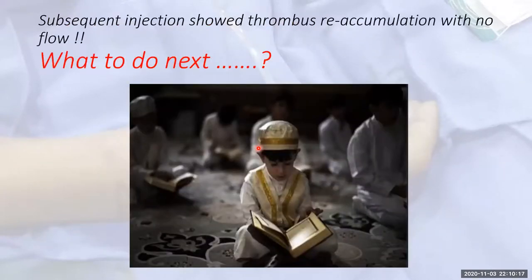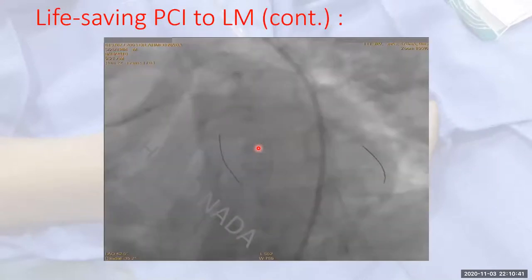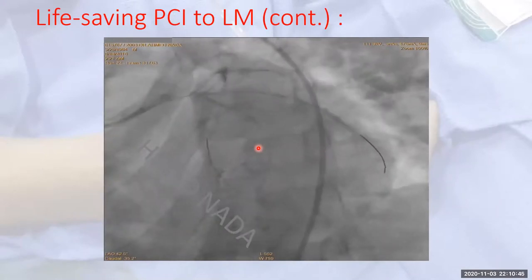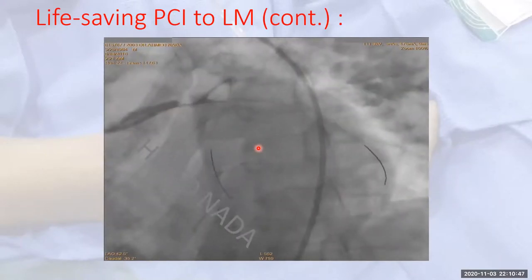We did some aspiration, and subsequent injection showed again no flow, despite the fact that we didn't manipulate too much. It's only a 2 millimeter balloon at low pressure. We upgraded to a 3 millimeter balloon at low pressure again. We did some aspiration. So, no flow. I'll come back again, please. After getting this issue, what will be the next step? Dr. Hatem.